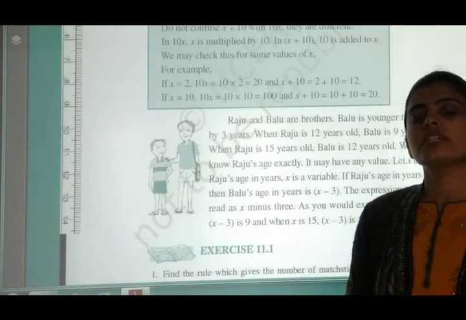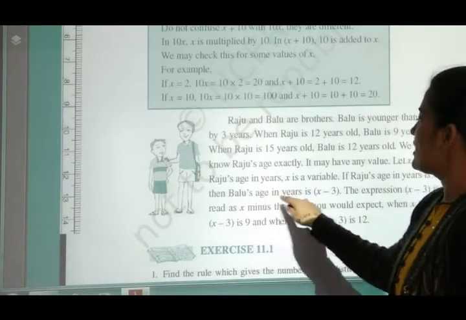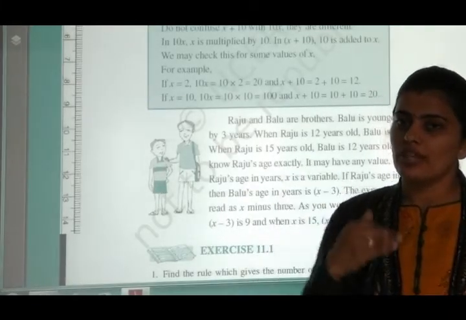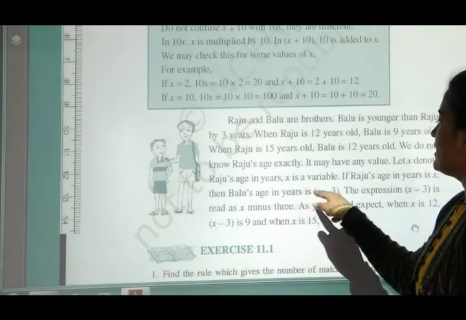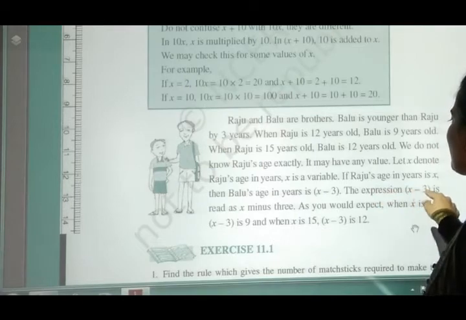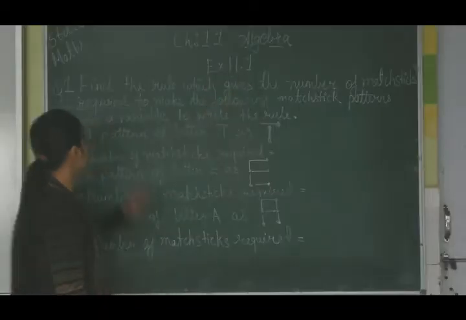So we will suppose it equal to X. And then what will Balu's age be? Whatever the age of Raju, from that we have to subtract 3. So Balu's age in years is X minus 3. Thus the expression X minus 3 is read as X minus 3.